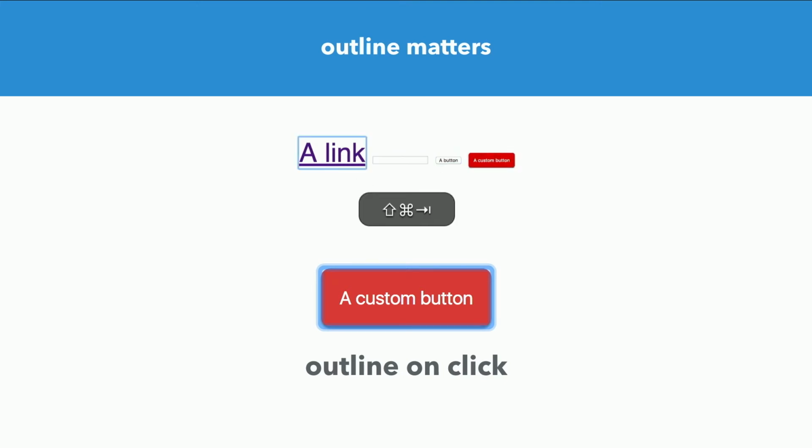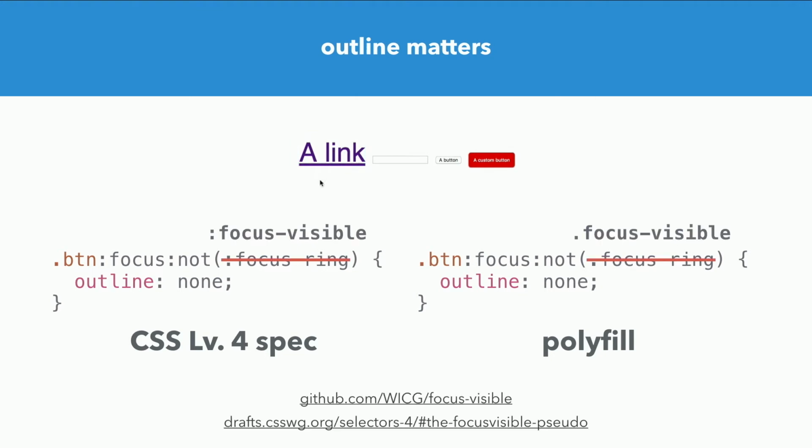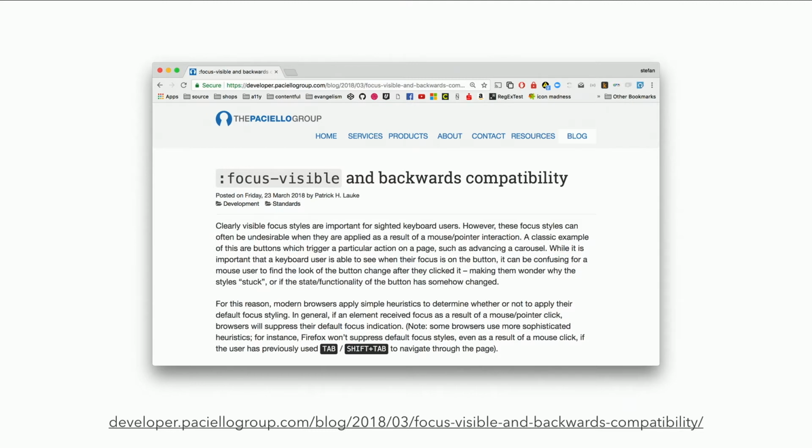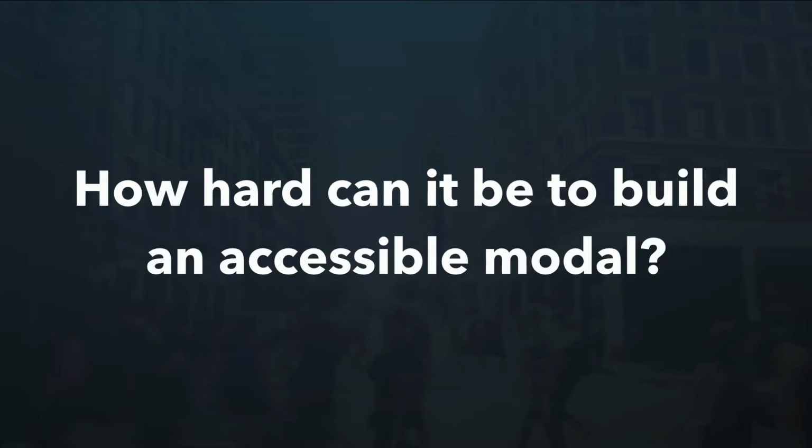Personally, I absolutely don't care, but there's a solution coming. The solution was called focus-ring, but writing specs is hard, so it's now focus-visible, which will be a pseudo-class at some point with which we can detect if the focus was triggered by the keyboard or by mouse or something like that. There's a really nice article by Patrick Lauke if you want to read more about this, and also Rob Dodson did a Layers of Accessibility episode about that. So let's talk about something else. How hard can it be to build an accessible modal?